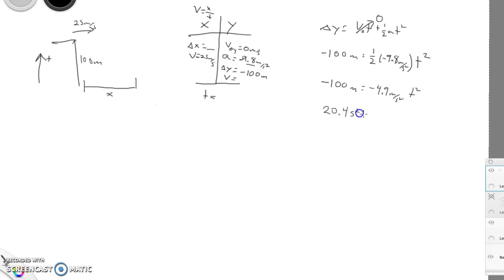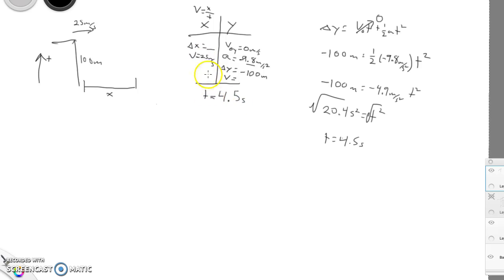So we divide this over and we get 20.4 seconds squared equals t squared. We take the square root of both sides and get a time of 4.5 seconds. And so that's how long it takes to hit the ground.